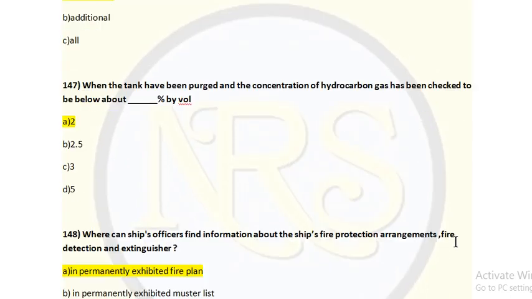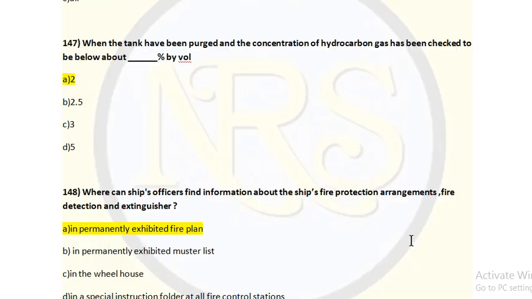Question number 147. When the tank has been purged and the concentration of hydrocarbon gas has been checked to below about dash percentage by volume. Option A 2, option B 2.5, option C 3, option D 5. The correct answer is option A, 2. So it should be 2% or less. So the correct answer is option A.